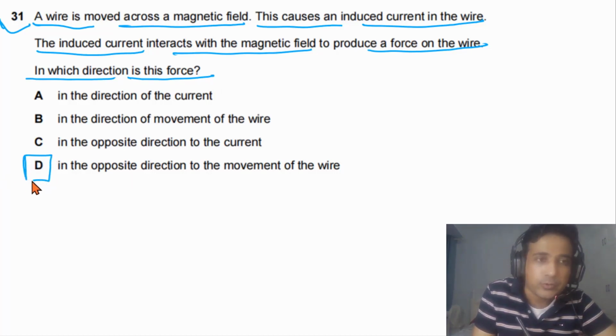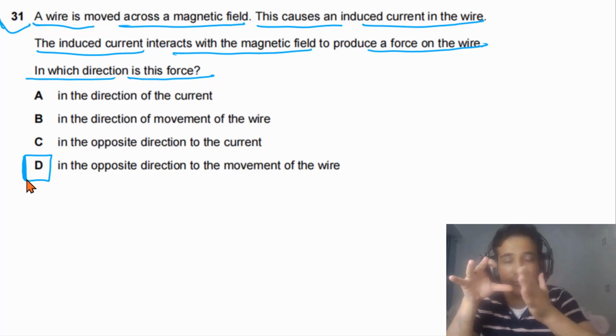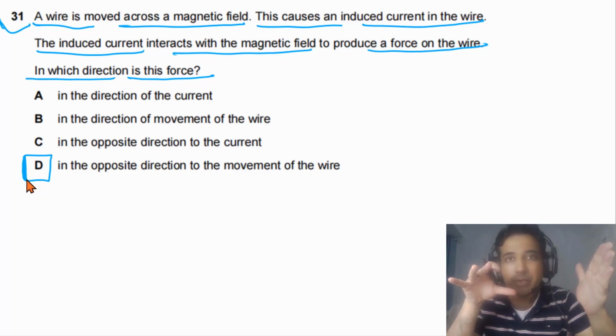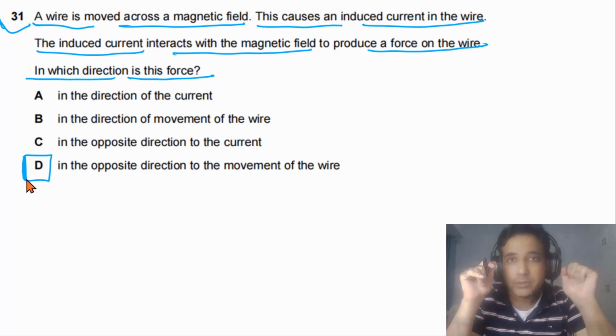So the magnetic force on the wire has to be in the opposite direction to the movement of the wire to conserve energy. If the force is in the direction of motion of the wire, it means there is free energy. So the wire will get faster and faster, and more electrical energy will be produced. That is against the law of conservation of energy. So this is one thing. If you have this in your mind, you can simply choose the answer.